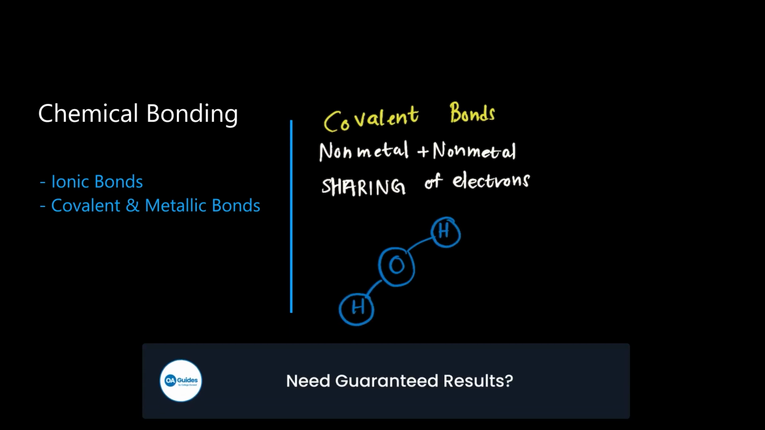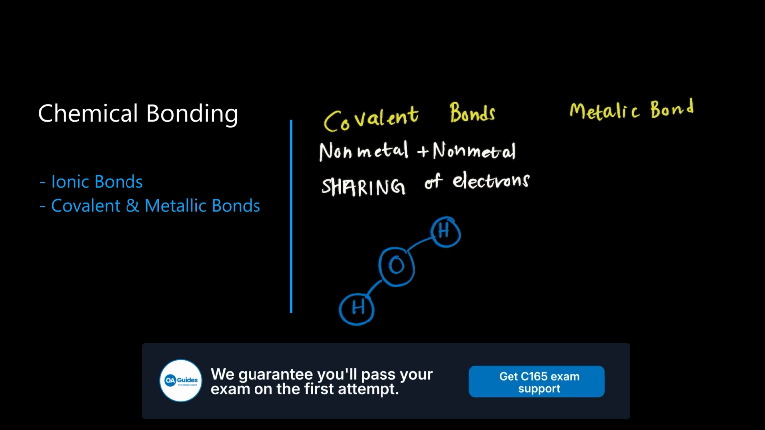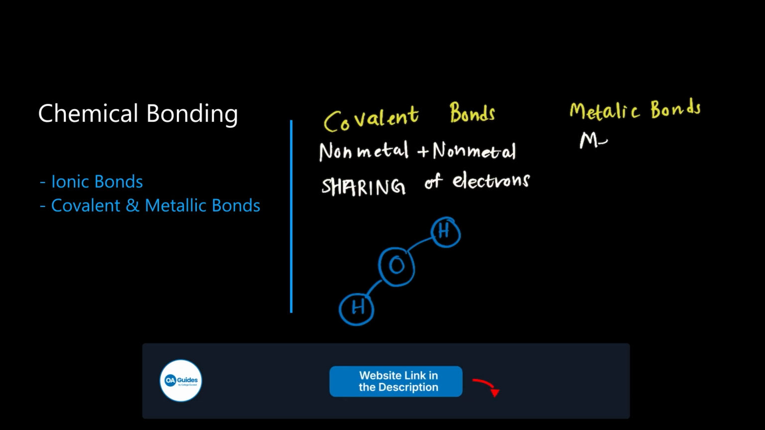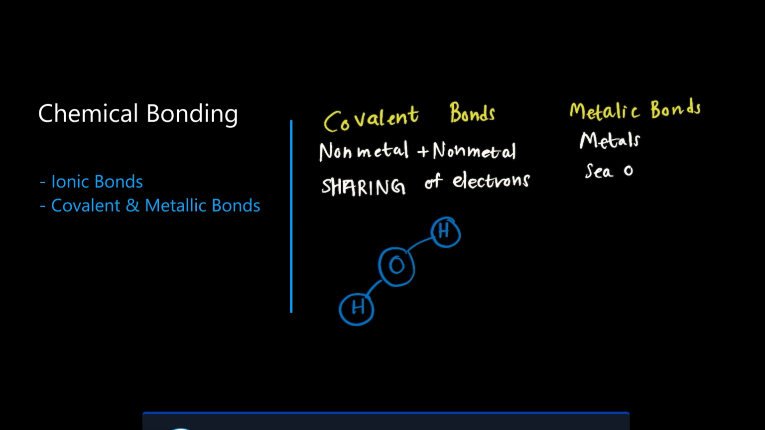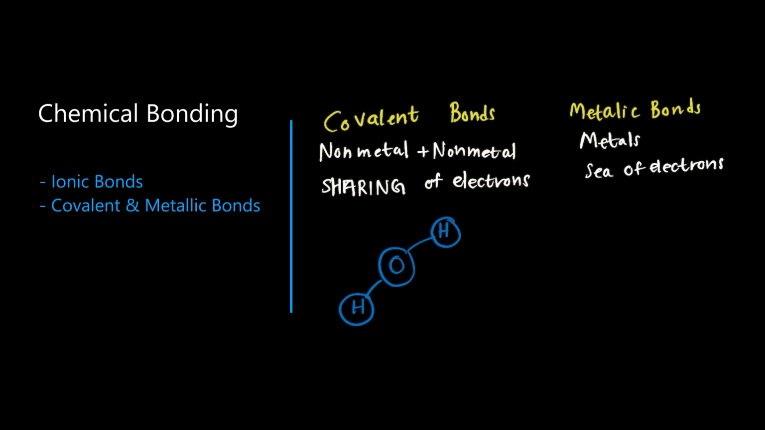Water, H2O, is a great example. Oxygen needs 2 more electrons to have a full outer shell, and each hydrogen needs 1. So the oxygen atom shares a pair of electrons with each of the 2 hydrogen atoms. These shared electrons form the covalent bonds.